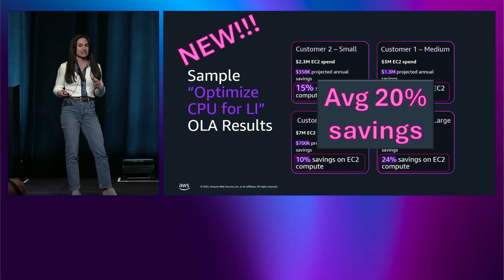On average, what we're seeing right now is around 20% savings. Again, it's not a huge data set, but that's about where we expect the savings to land on average, 20% on your overall EC2 compute, just from this one strategy.